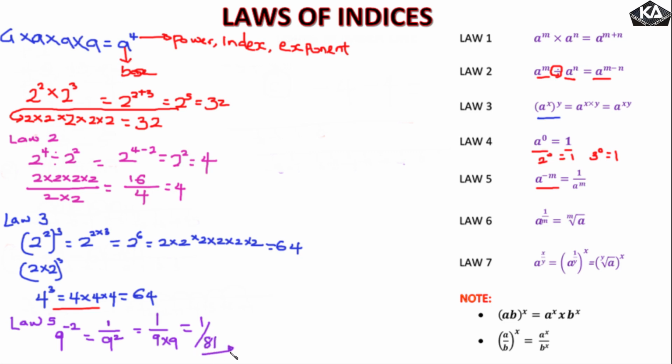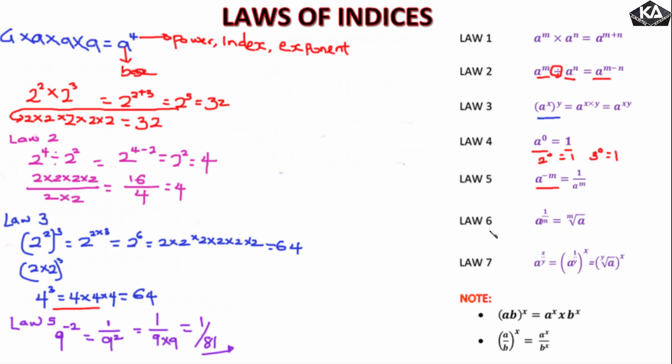Now, when you have a value that looks like this, law 5, a raised to power minus m, then it's a law of negative index. That becomes 1 over a raised to power m. Now, let's go to law 6. Law 6 is the law of fractional index. Both law 6 and law 7 are the same, but I have to split it because I want us to understand some things.